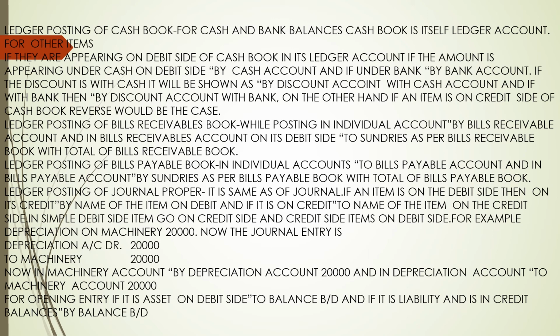If it is an opening entry, and an item is an asset appearing in the debit balances, then while opening that account we will write to balance b/d, like furniture, debtors, bills receivable. And if it is a liability appearing in the credit balances, like sundry creditors, bills payable, outstanding expenses, capital account, we will write by balance b/d.